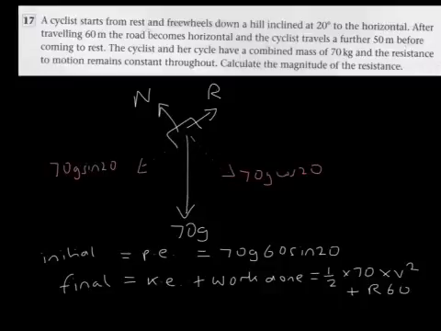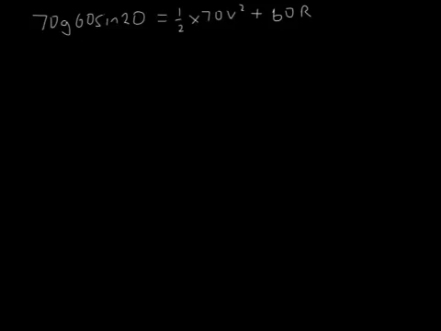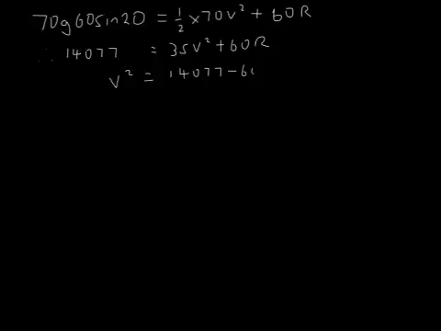So just to reiterate, this gain in kinetic energy and the ability to overcome the resistance is only possible because she had some initial potential energy. So on this slide I've just written out the formula again. 70g times 60 times sine 20 works out to be 14077. Half of 70 is 35, and that's 60. So v squared is 14077 minus 60r all over 35. So that's the first stage of the journey.